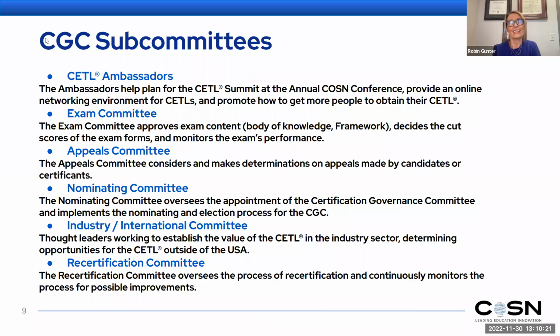So this next slide, like I said, talks about the subcommittees, which I think speaks to the work that this CGC does, as well as when Chantel starts talking about the actual CETL process, you're going to see how all these subcommittees play into that. The first one I want to talk about is the CETL ambassadors. This goes into that networking value that you receive by receiving the CETL. This is a group that really looks at planning those events where we can network. They are solely responsible for the CETL summit that occurs at the conference every year.